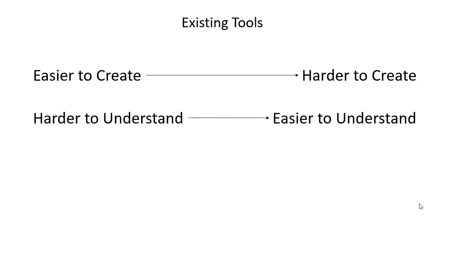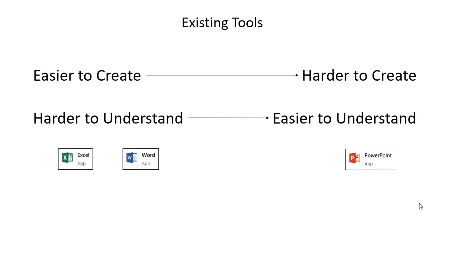So before we go to the tool, let's consider the main existing tools that people use. And we're going to use this same spectrum. On the one hand, you can have it easier to create but harder to understand. On the other end of the spectrum, you can have it be harder to create and easier to understand. And if we go with that same words versus pictures analogy as earlier, and we look at what I think are the three main tools people use, just the office tools, Excel, Word, PowerPoint.